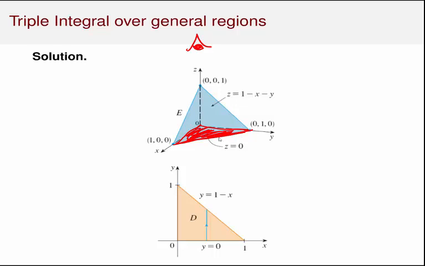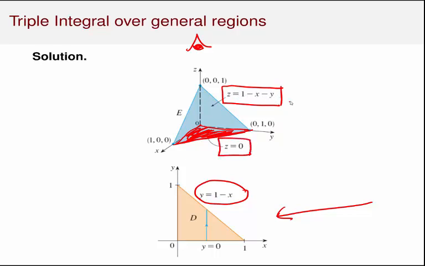Now, a better picture of this triangular region is given below by this orange region. Now, where do we get the equation y equals 1 minus x, which is this straight line here bounding the triangular region? Well, this straight line comes from the intersection of the plane z equals 1 minus x minus y and the xy plane. So if we combine these two equations by getting rid of z, we'll have 1 minus x minus y equals 0, which is precisely this straight line here, bounding the region D.